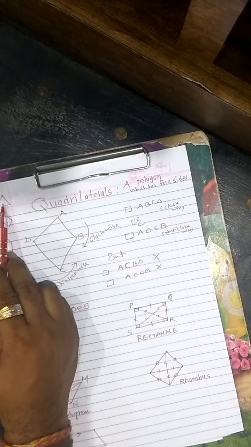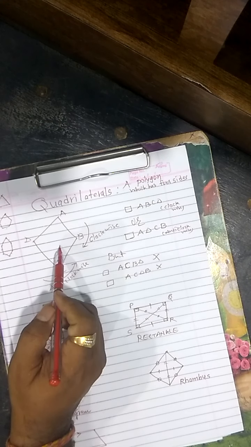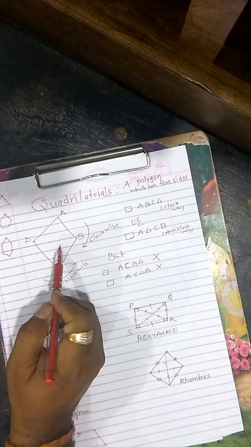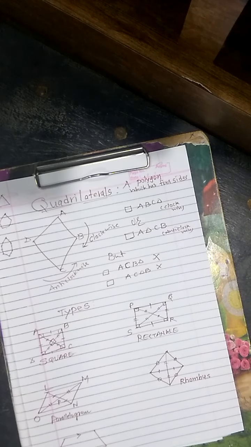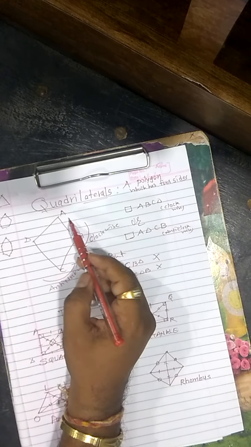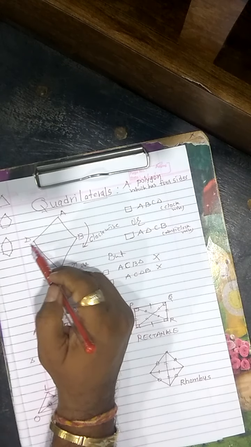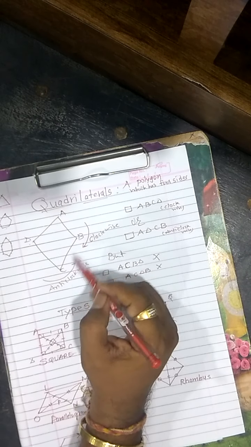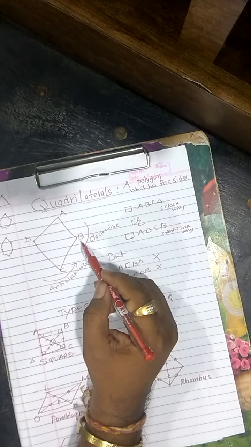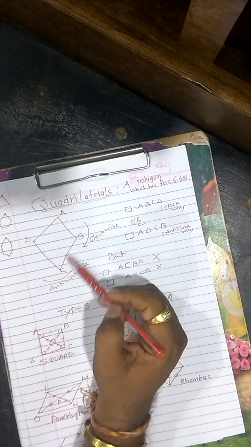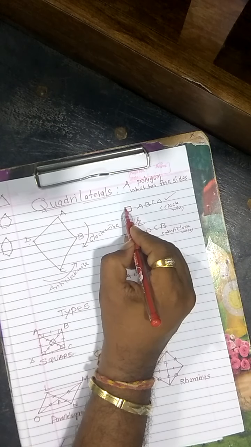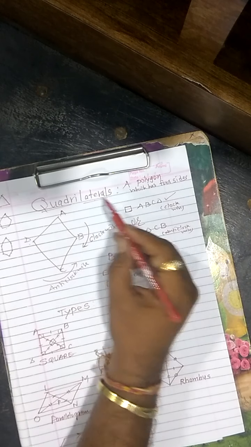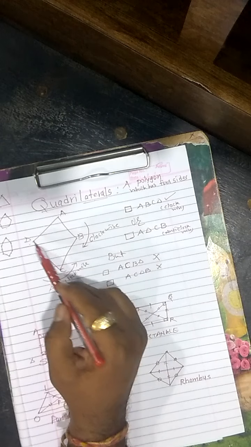A 3-sided polygon is a triangle. A polygon always starts from 3 sides. Quadra means 4. Lateral means sides. A 4-sided polygon is a quadrilateral. It is represented by A, B, C, D. You can name it either clockwise or anti-clockwise. Clockwise A, B, C, D is the correct one, and this small square is the symbol of quadrilateral. You can read it as quadrilateral A, B, C, D.